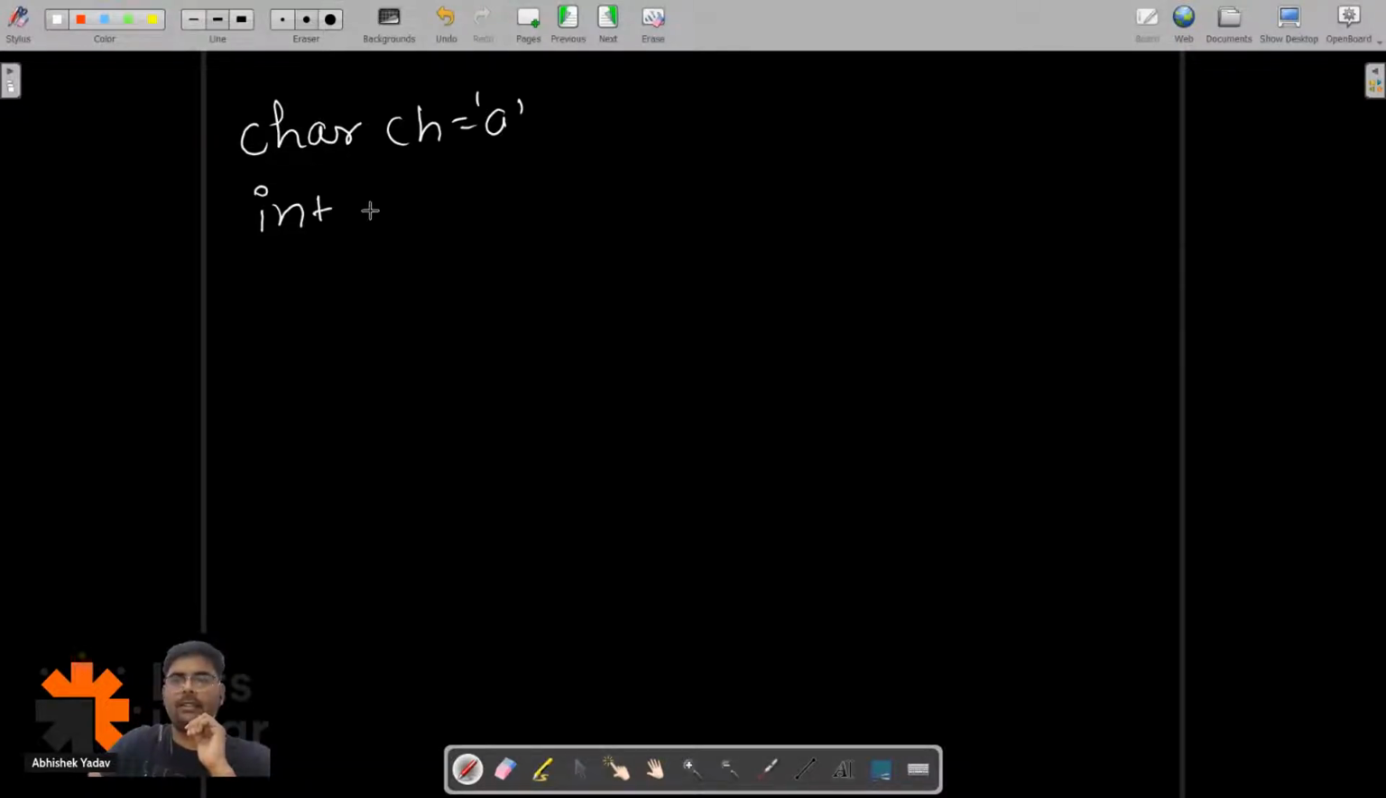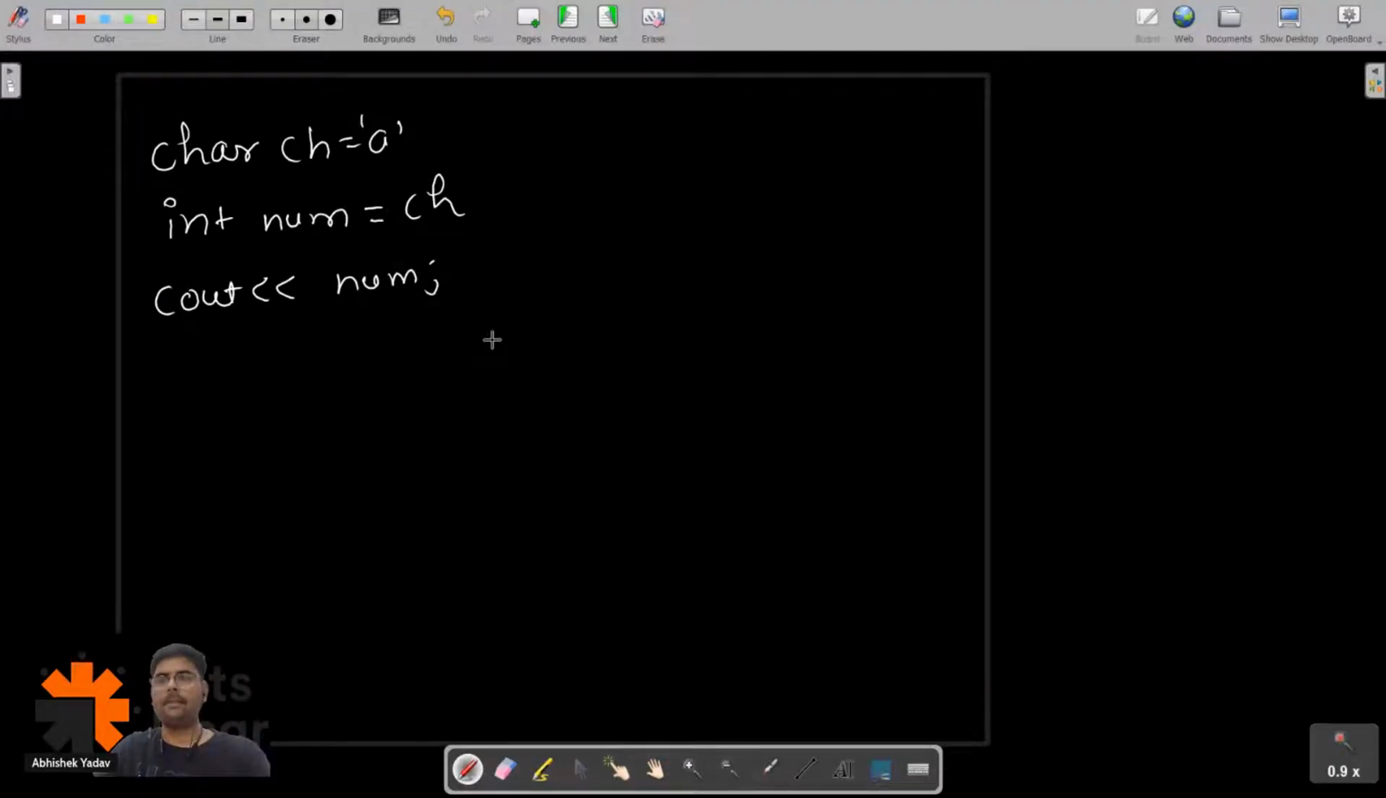So let me open one more page, and here I have what? char ch, right, is equal to 'a', and I have int num is equal to ch, right? And after that, what I am doing, I am printing num on the output screen, right? So let's try to understand this part, right? So what will happen?